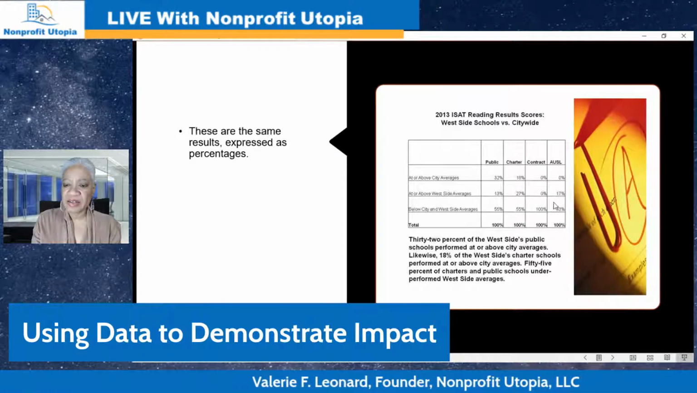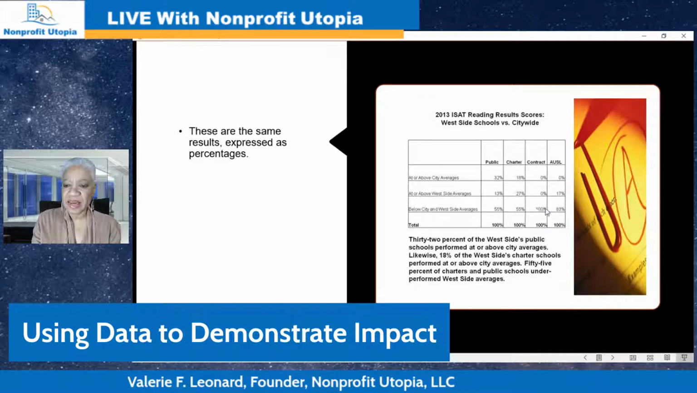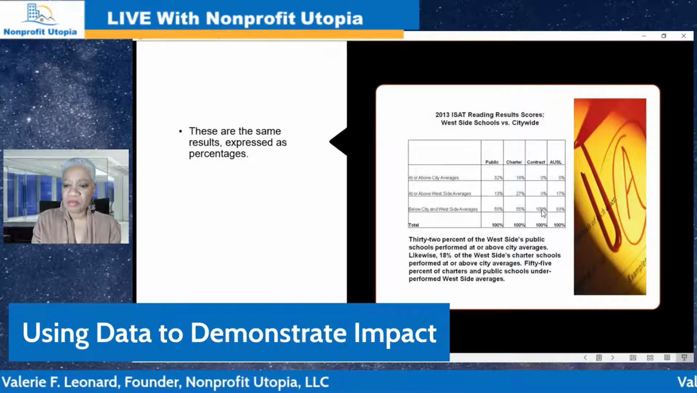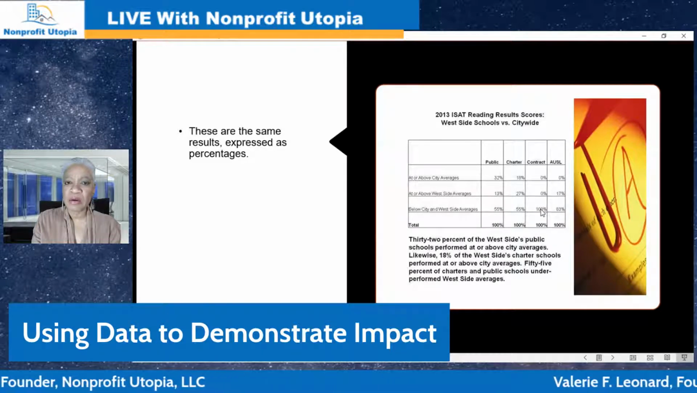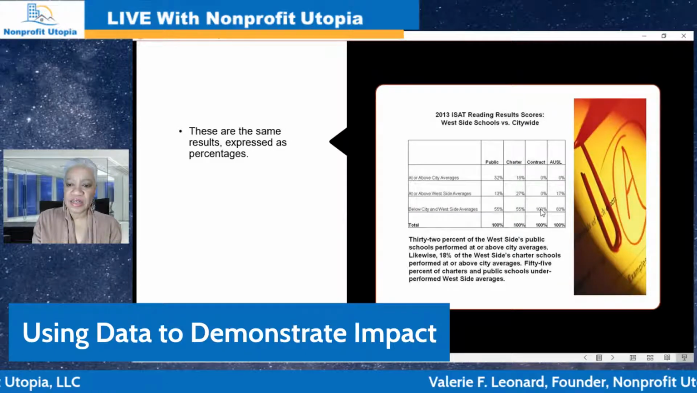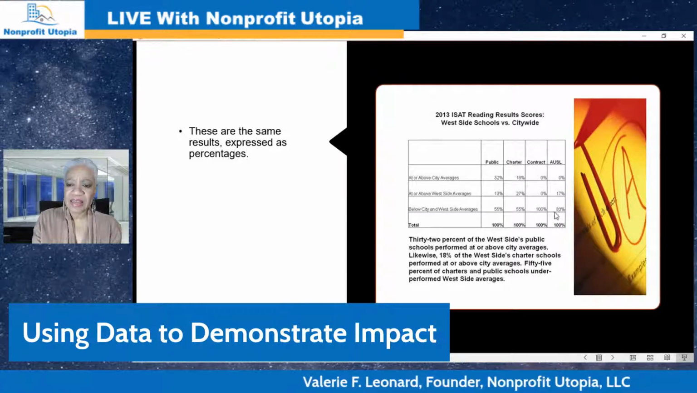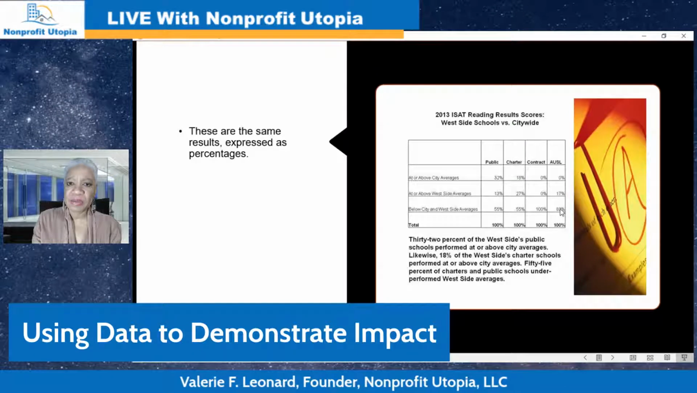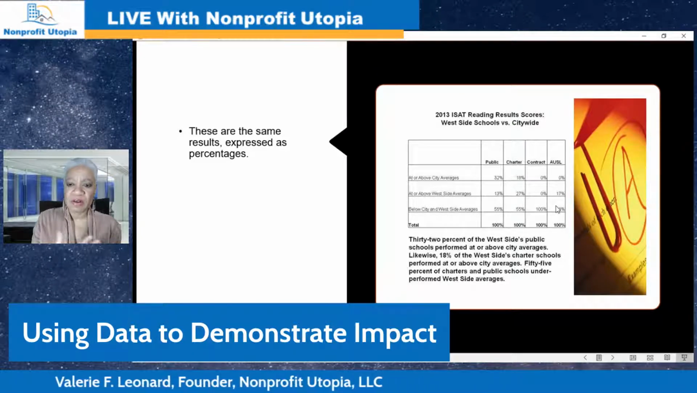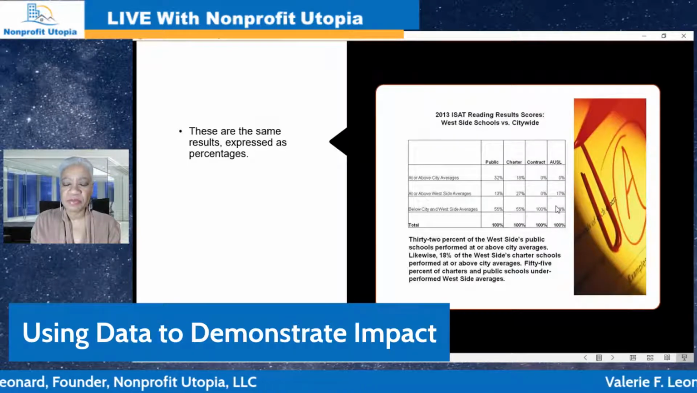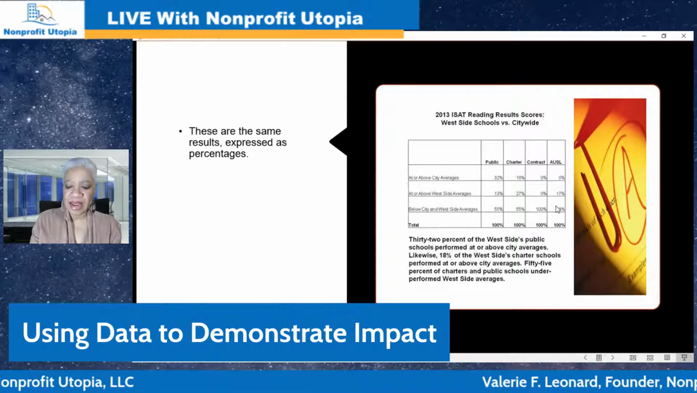And then here's a number that's really, really telling. The contract schools, we only had one, and that was doing below city averages and the community average. And then AUSL schools, 83%. In spite of all the extra resources, 83% were doing below the West Side averages.